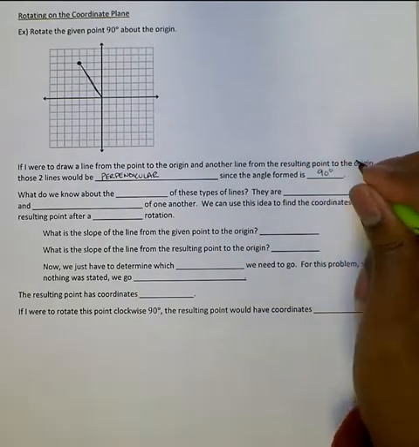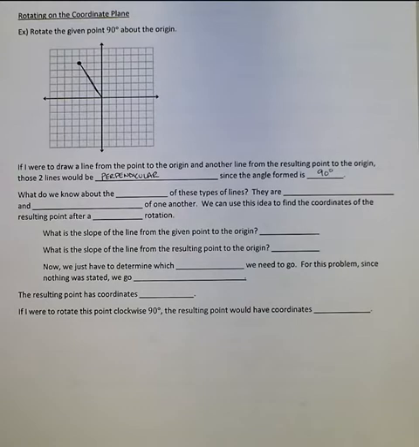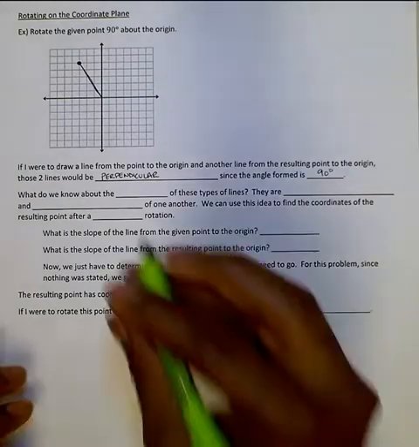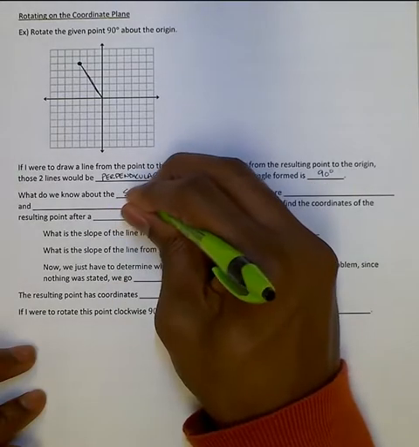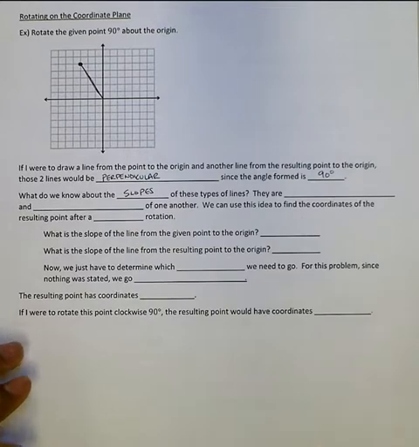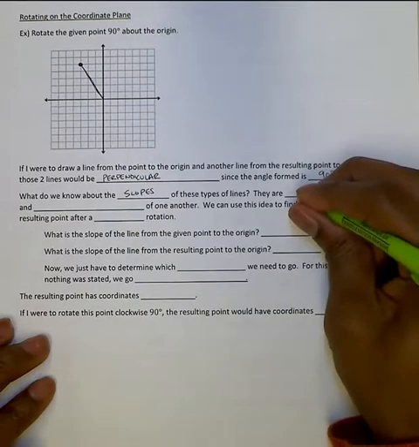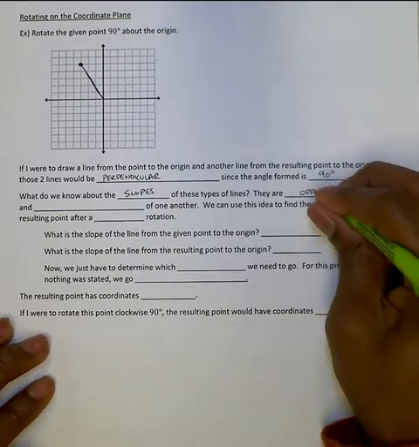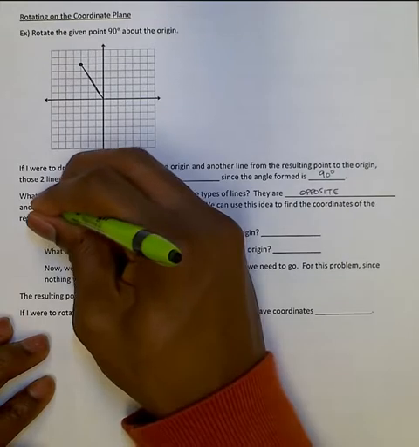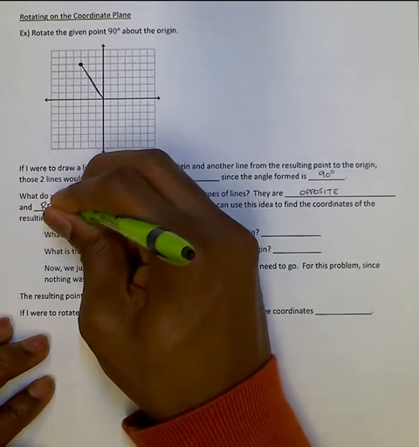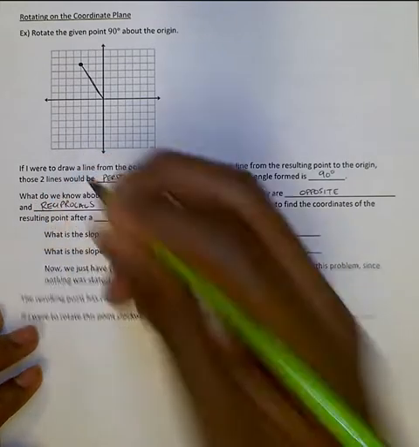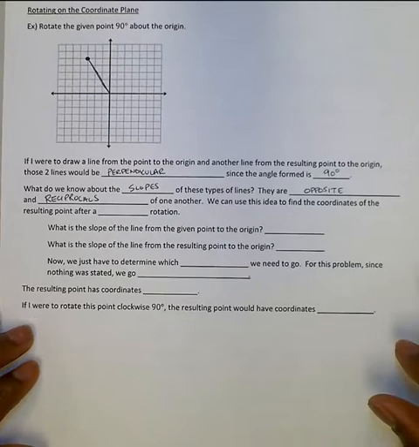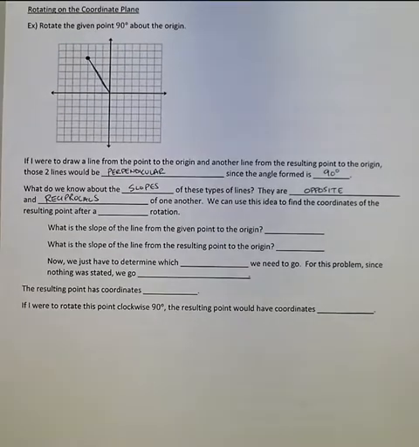Okay, and so what we know about the slopes of perpendicular lines is that they are opposite reciprocals of one another. Okay, and we should know that from algebra and from some stuff we've done this year as well. And so we can use this idea to find the coordinates of the resulting point after a 90-degree rotation.